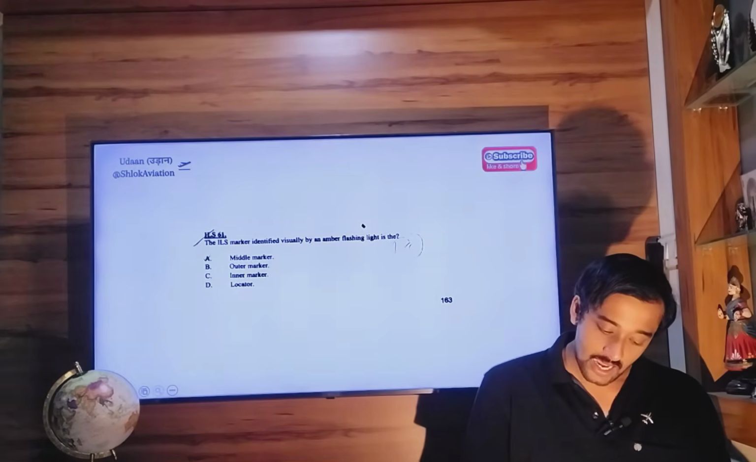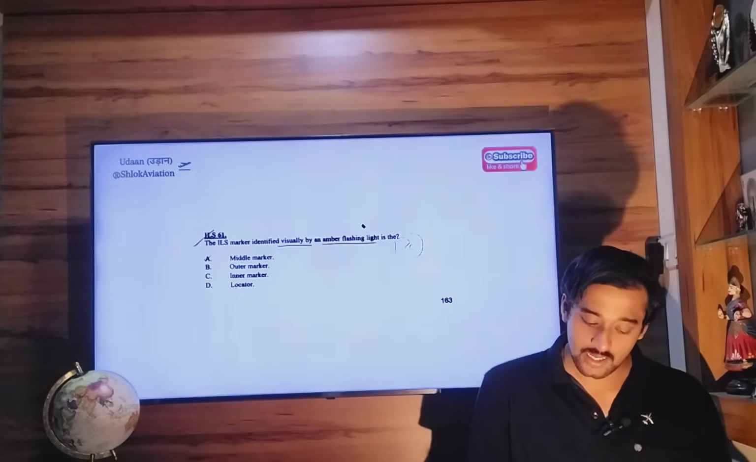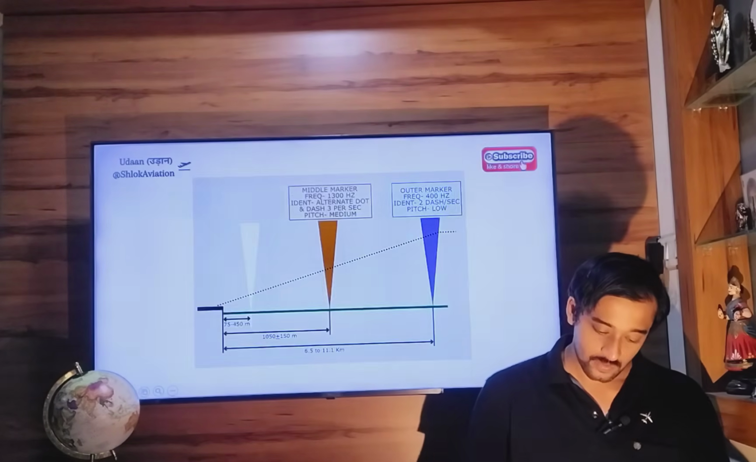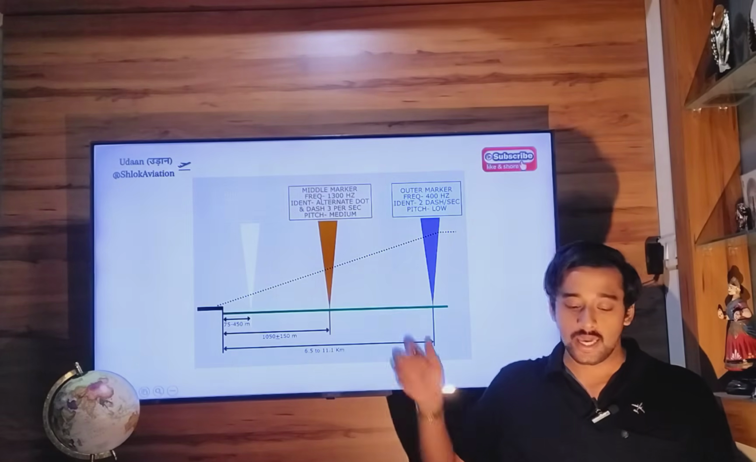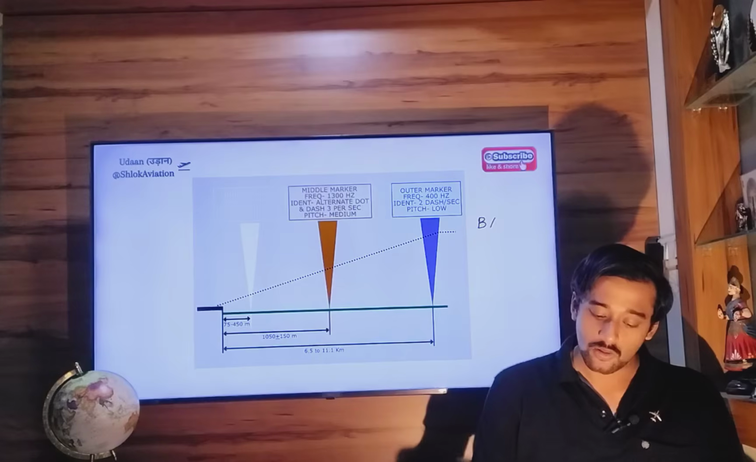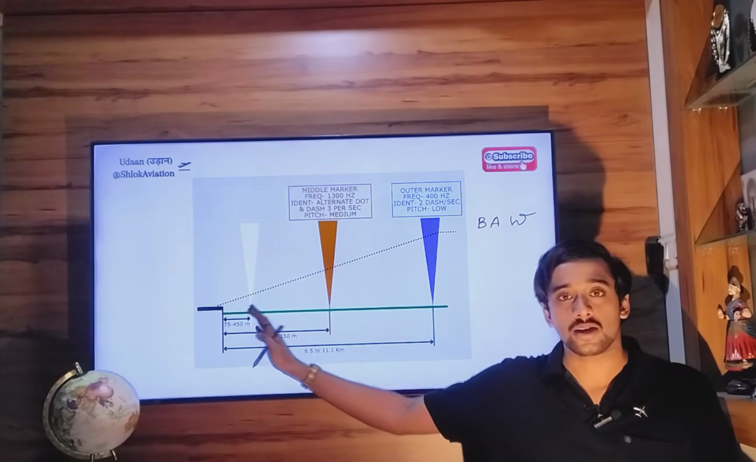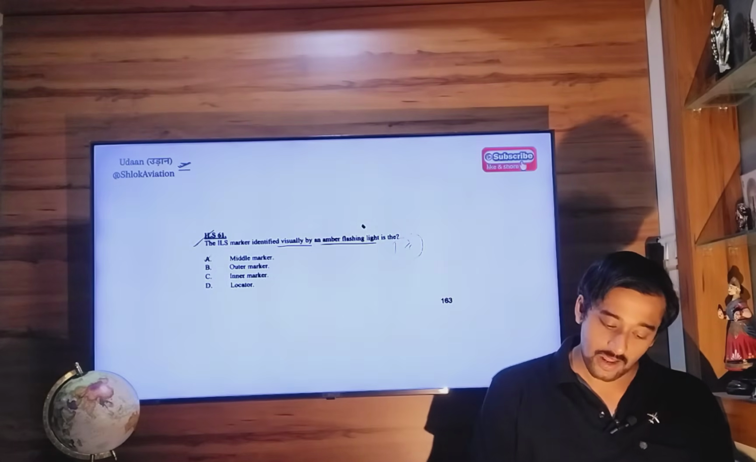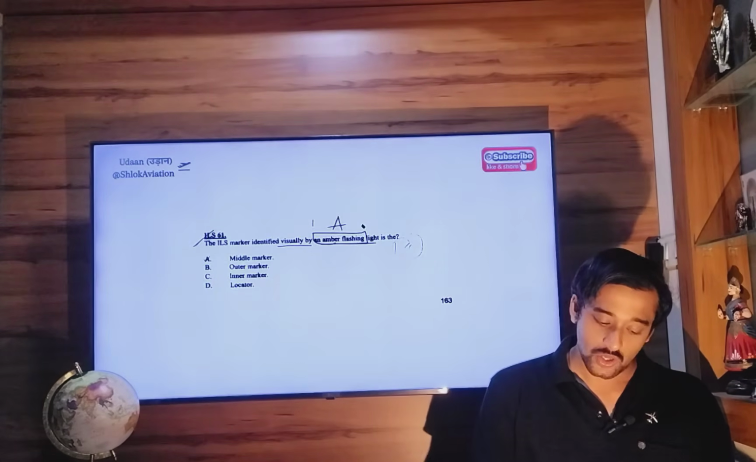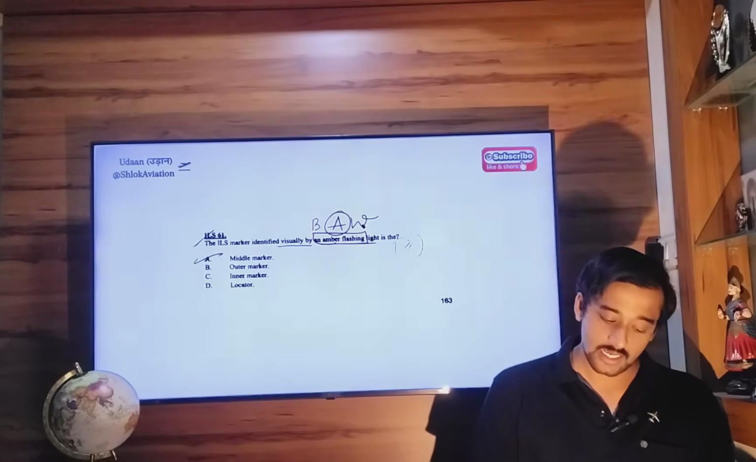61. The ILS marker identified visually by an amber lighting is what? So, amber lighting. Remember the colors: BAW, B-A-W. The outer marker is blue, the middle marker is amber, the inner marker is white. They are talking about amber flashing, so A belongs to the middle marker. So option A is the right one.